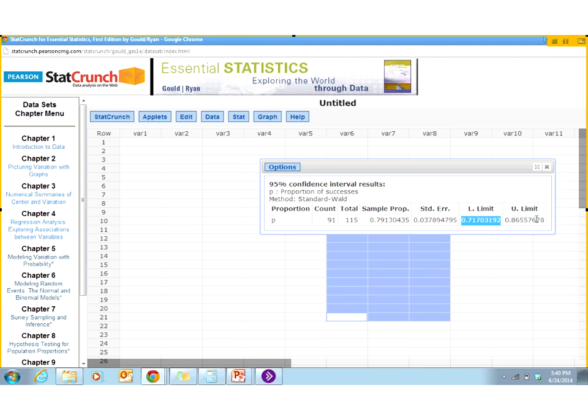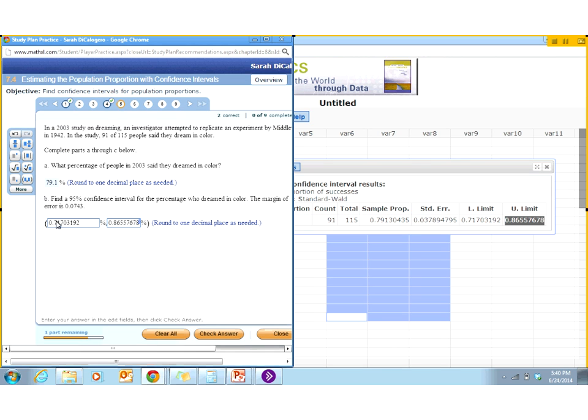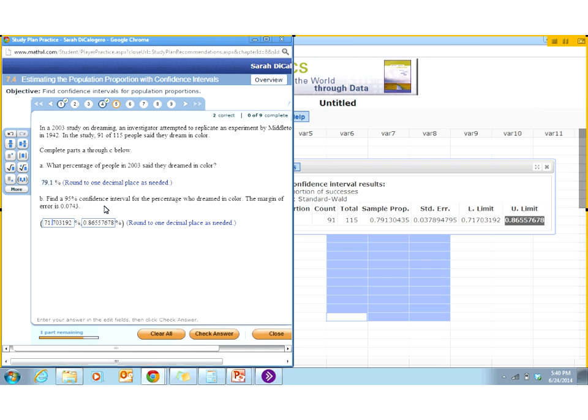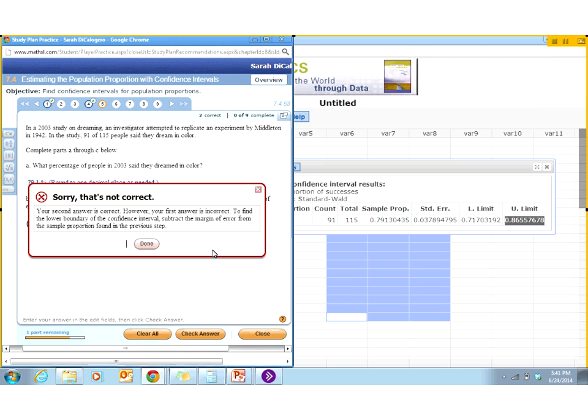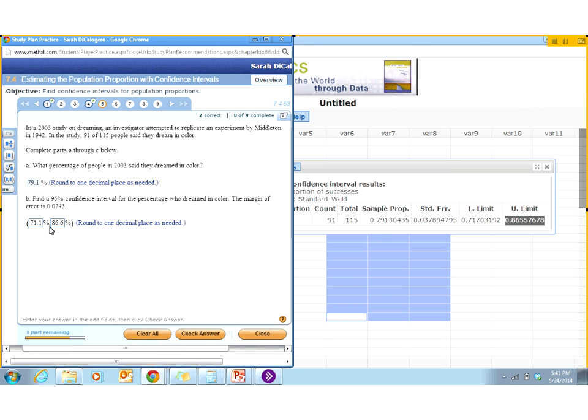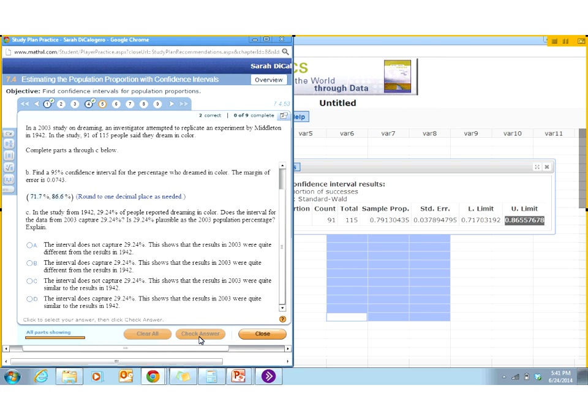Control C. Now, be careful here because I'm putting in the decimals, but what does it really want? It really wants percentages. So I'm just going to go ahead and put in this raw data, rounded to one decimal place. So that's going to really give me 71.7%. And it's going to mark you wrong if you add all that extra stuff. And this is really going to be 86.6 is what I'm going to go with. My second answer is corrected.